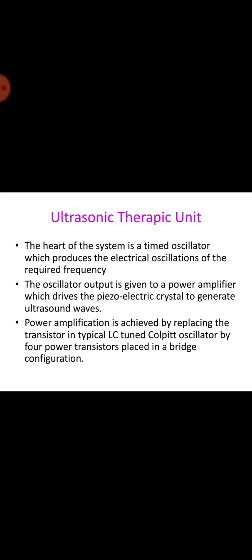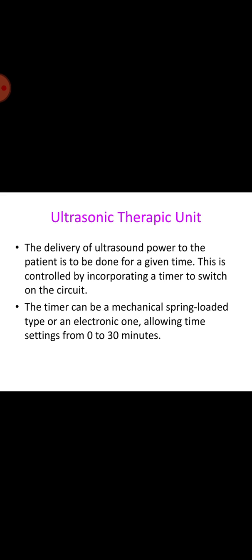Power amplification is achieved by replacing the transistor in a typical LC tuned Colpitts oscillator with 4 power transistors placed in a bridge configuration. The delivery of ultrasound power to the patient is to be done for a given time, and this is controlled by incorporating a timer to switch on the circuit. The timer can be a mechanical spring-loaded type or an electronic one, allowing time settings from 0 to 30 minutes.